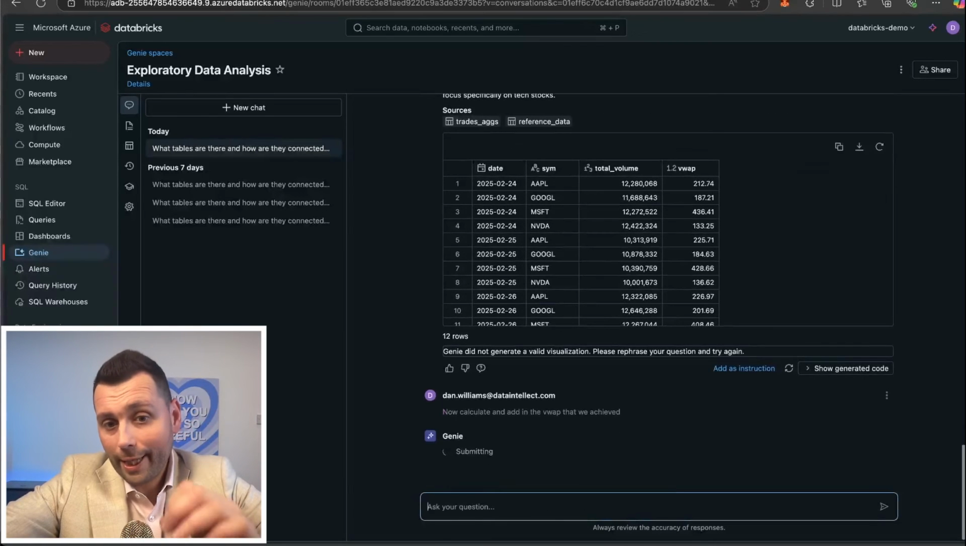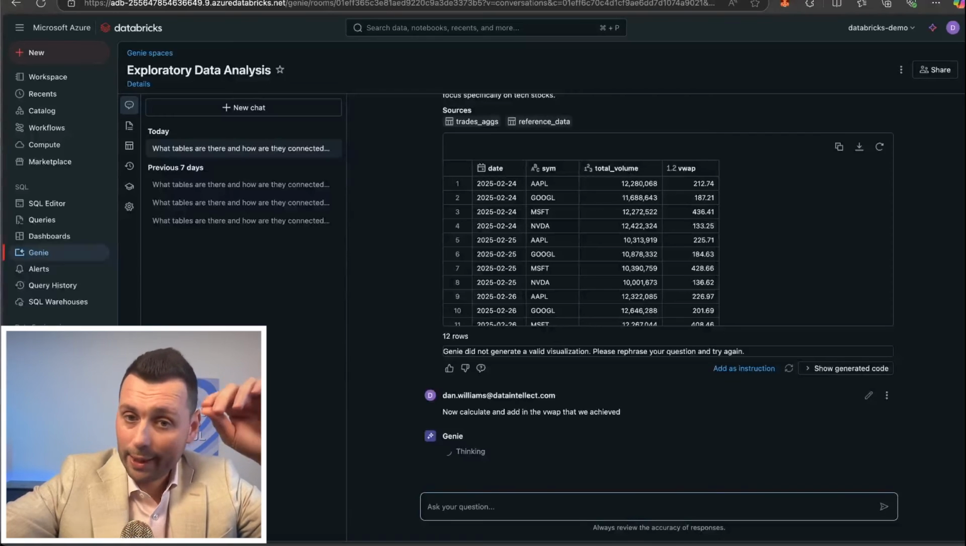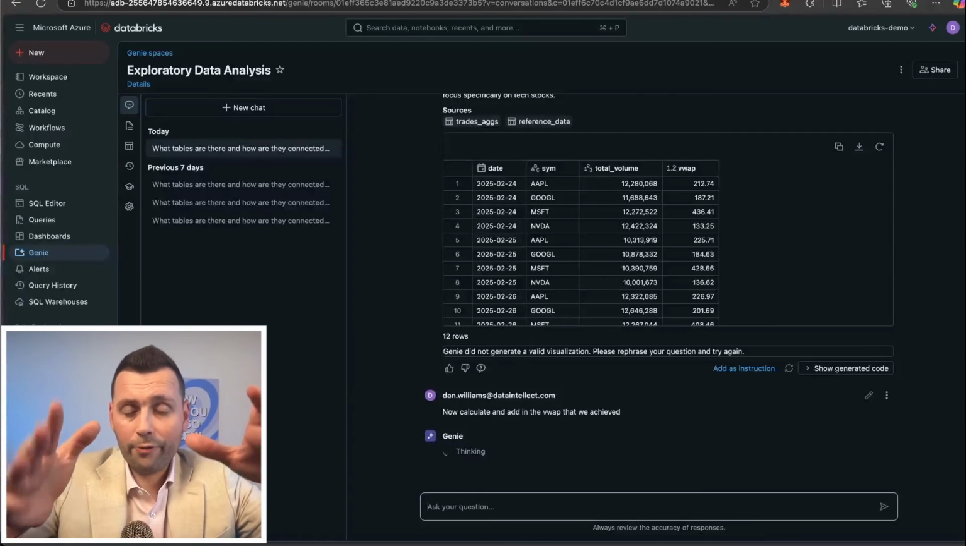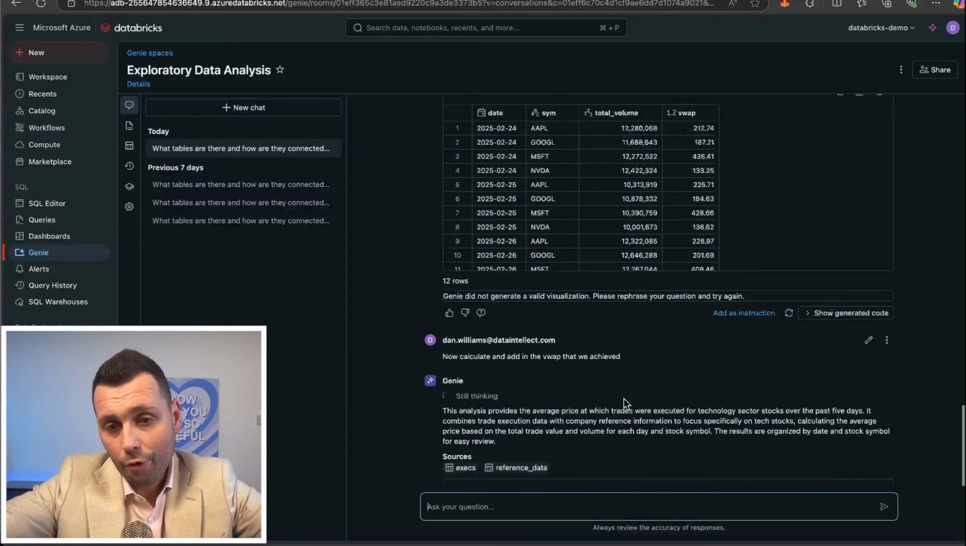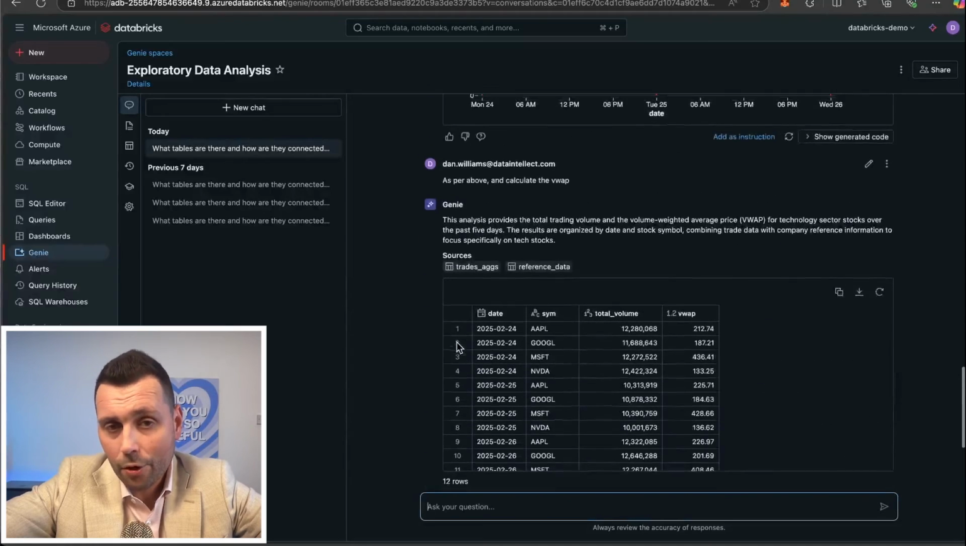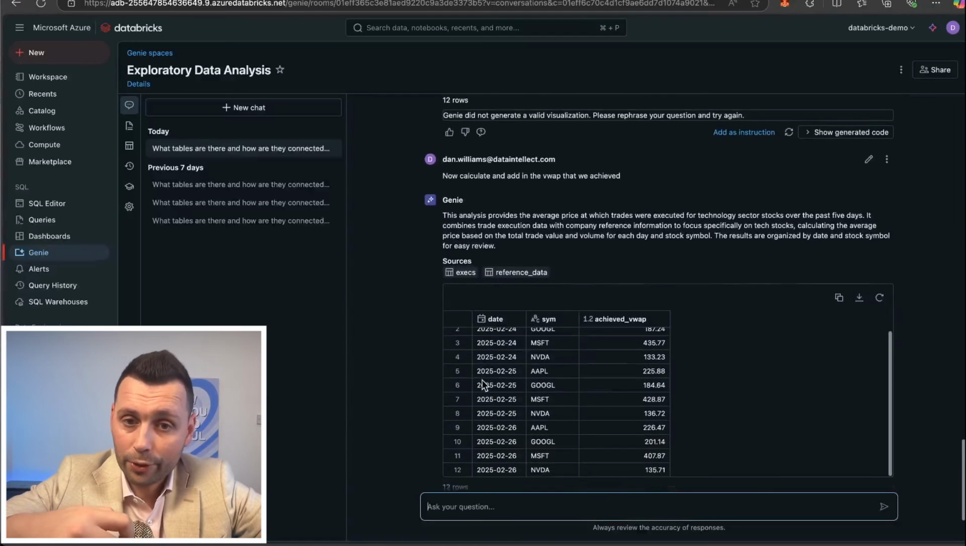But who is we, okay? Let's see if it understands that it needs to look at the executions table because that data is our data, so therefore we want to calculate the VWAP for our executions. As you can see here, it actually looked at the executions compared to the trades data. So therefore it understood that it needs to look into that specific table.